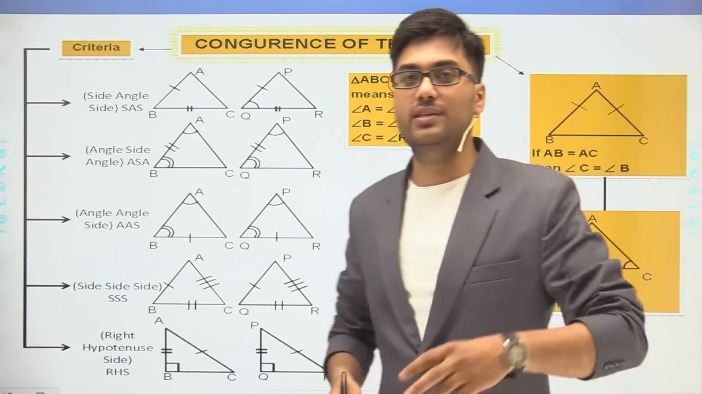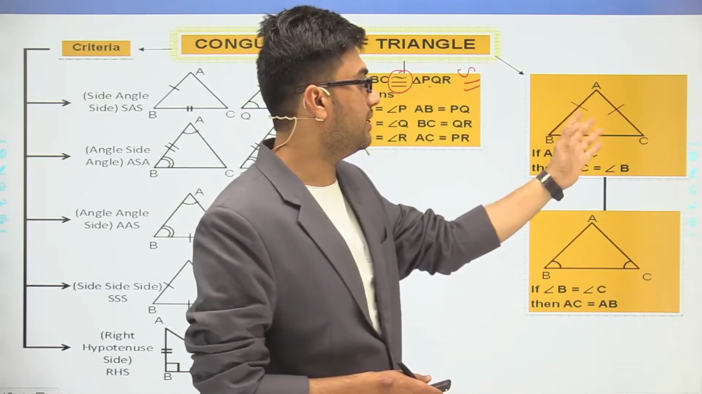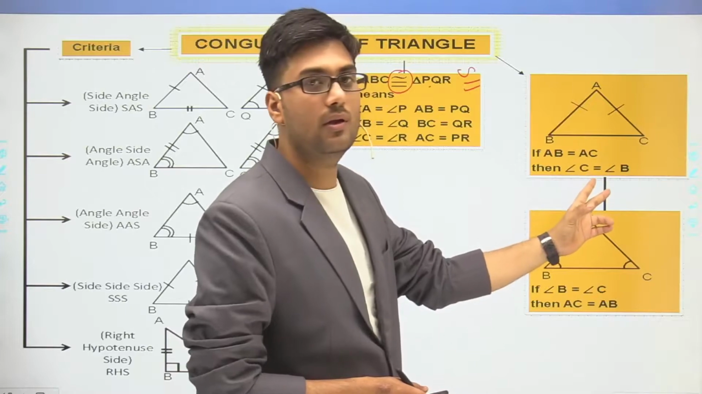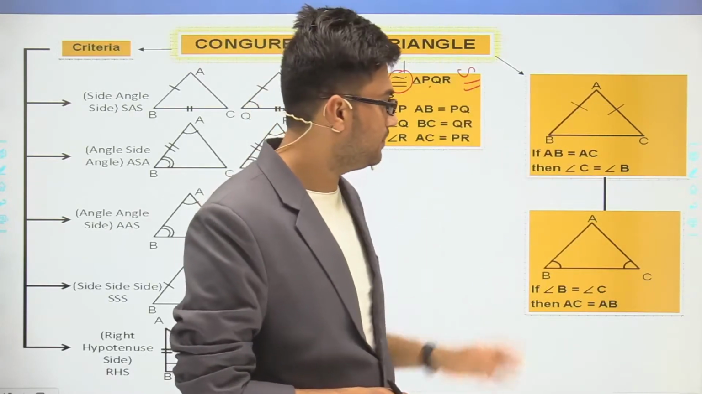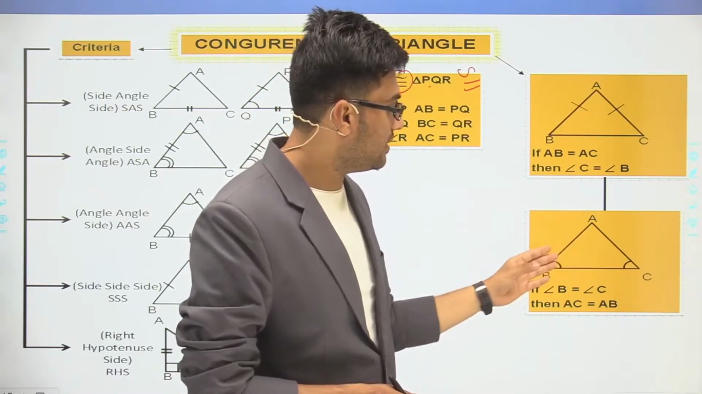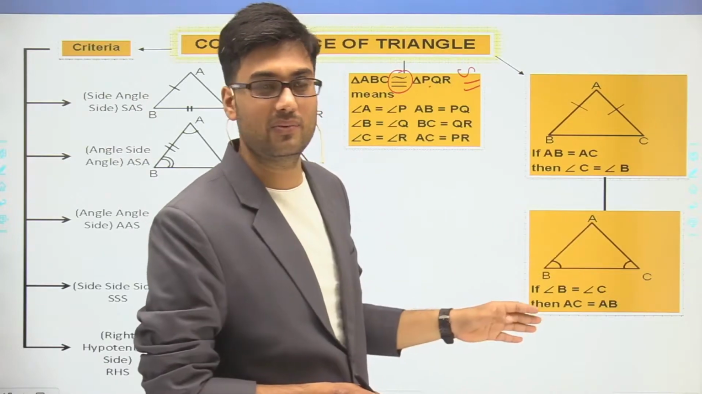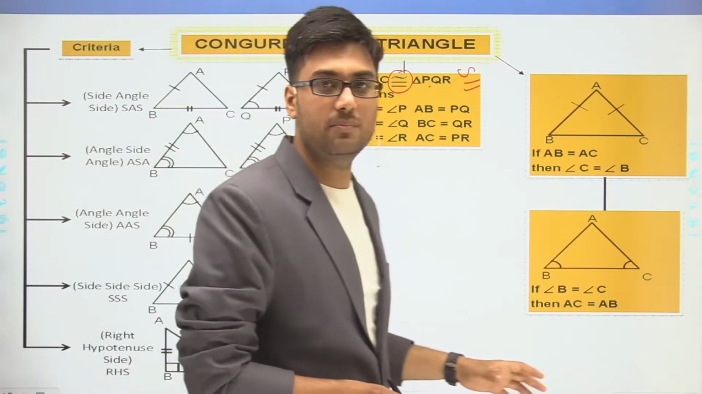Then after this we discuss the isosceles triangle property. If two sides are equal, then students, the angles opposite to the two equal sides are equal. And why these are equal, we will prove in this chapter. And if two angles are equal, then the sides opposite to these two equal angles are also equal. So students, these are the topics which will be covered in this chapter.